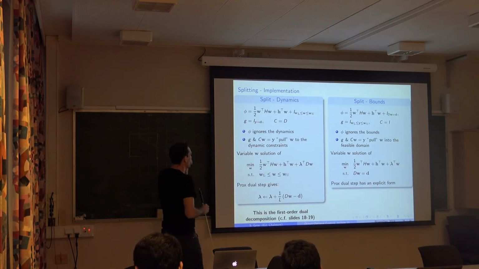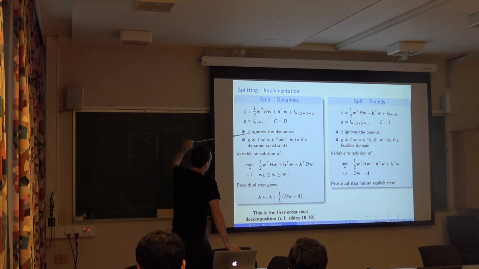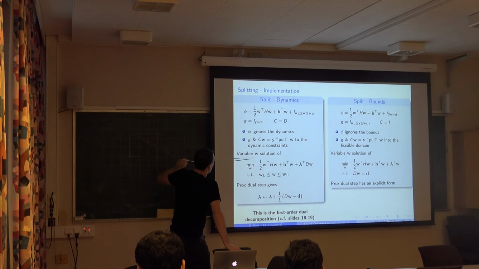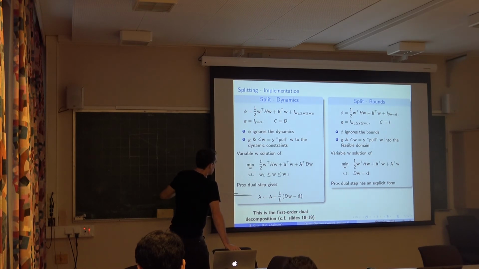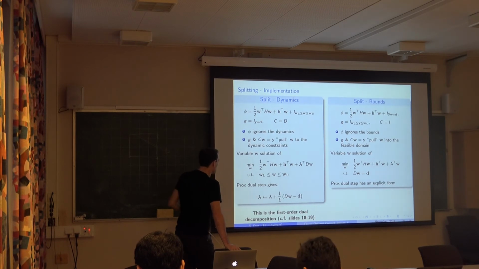So you end up with the two splits, the one for the dynamics. So we have this. Phi takes care of the cost and the bounds, and g takes care of the dynamics. So you end up solving this problem here. That's basically a QP that does not have equality constraints. It's ignoring the dynamics. And the prox step will basically enforce the dynamics by taking steps on the lambdas that will bring this to 0, and that's the dynamic constraints.